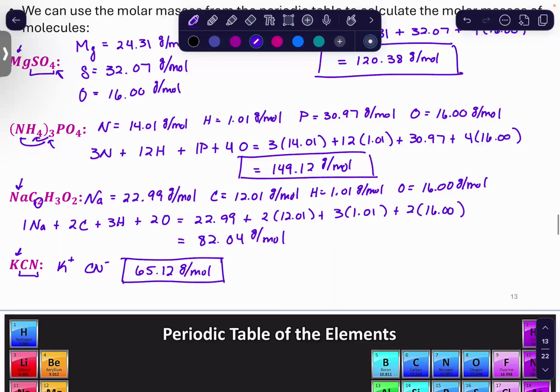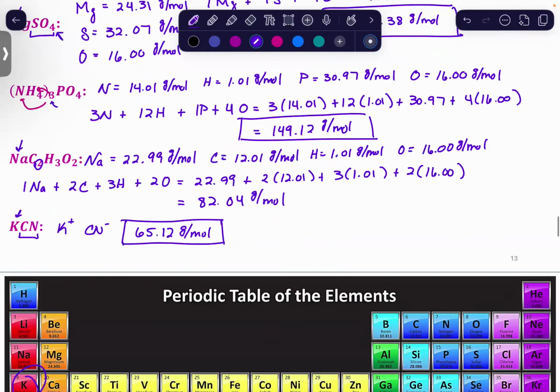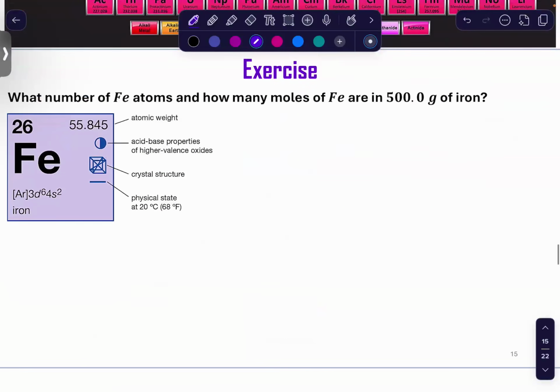I think the hardest one right now, if you've never seen it, is up here at ammonium phosphate, knowing that this outside 3 has to multiply in to give you 3 nitrogens and 12 hydrogens. All right. So here's something fun. What number of iron atoms and how many moles of iron are in 500 grams of iron?